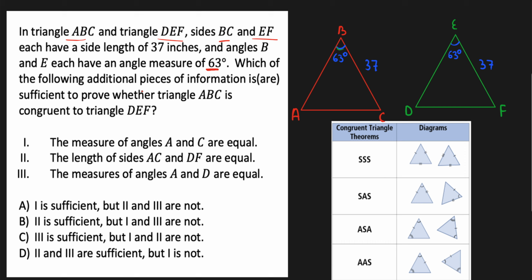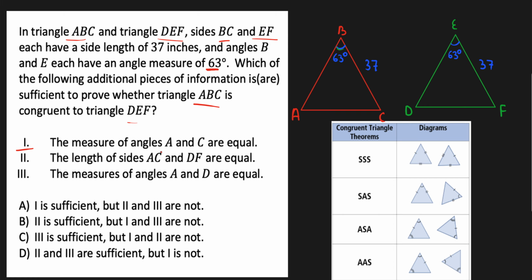Which of the following additional pieces of information are sufficient to prove whether triangle ABC, this red triangle, is congruent to triangle DEF? First of all, what is congruency? We have, let's say, two triangles and they are identical. All of their sides are equal to each other, all of their angles are equal to each other. For example, if I take a look at this angle, this angle must be equal to this angle. This is what congruency is. And we have specific rules, as you can see in this picture.